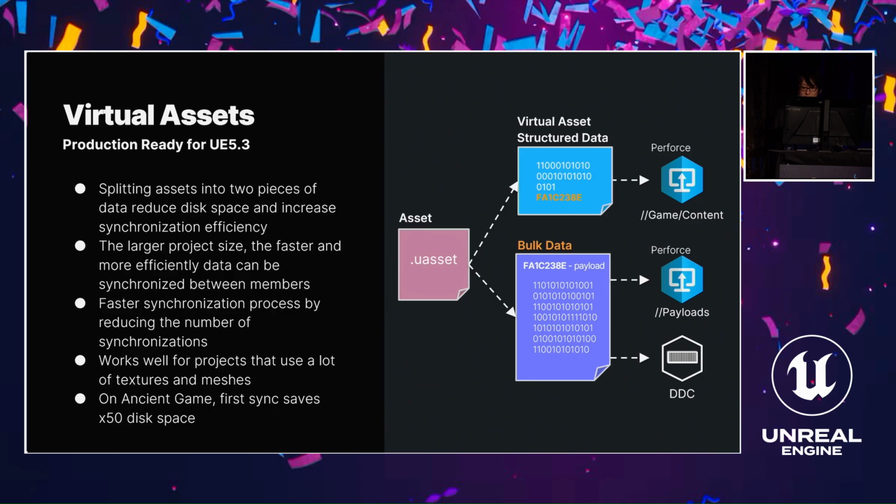As mentioned earlier, virtual assets speed up the synchronization process by reducing the size that needs to be updated. This feature also speeds up the process by reducing the number of synchronizations, and this is especially effective for projects that use various resources such as textures and static meshes. In our tested case of the Ancient Game sample project, the first synchronization saved about 50 times the disk space.